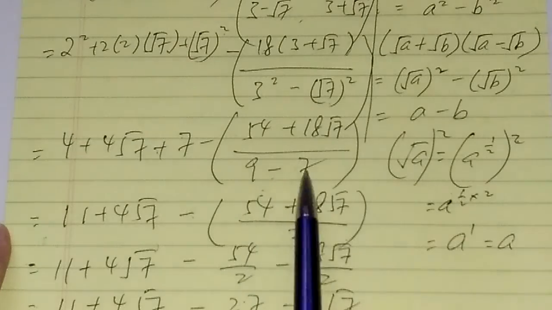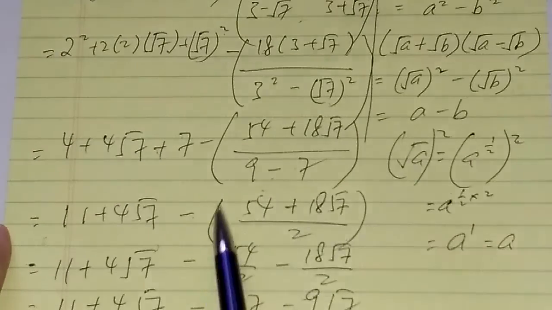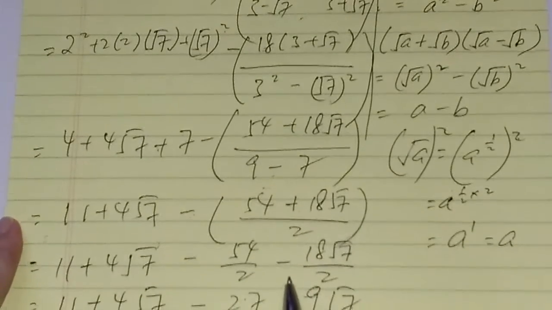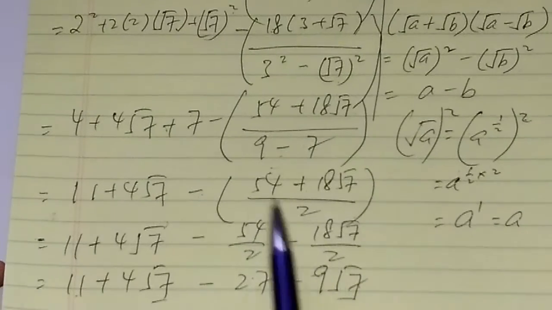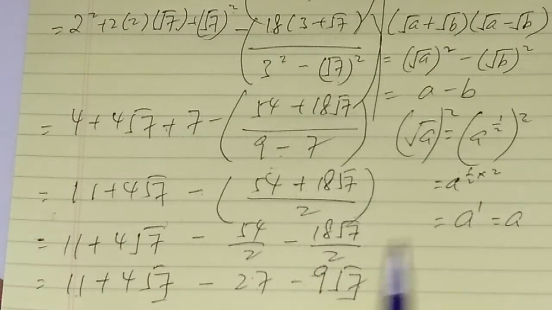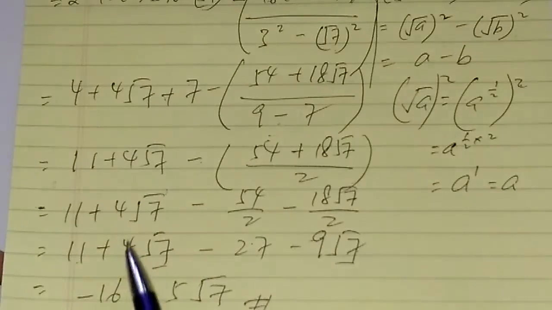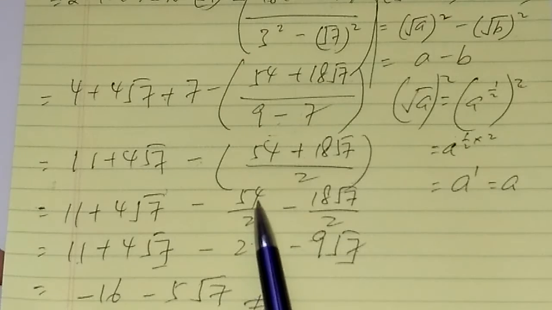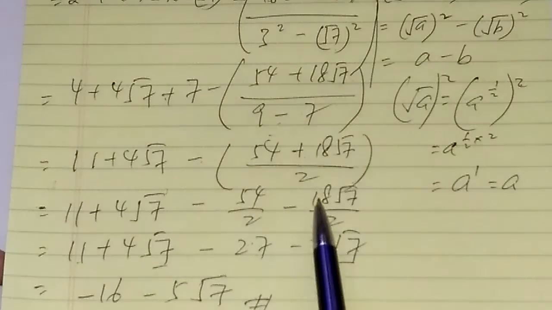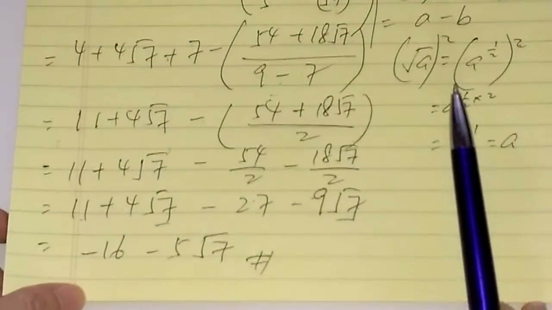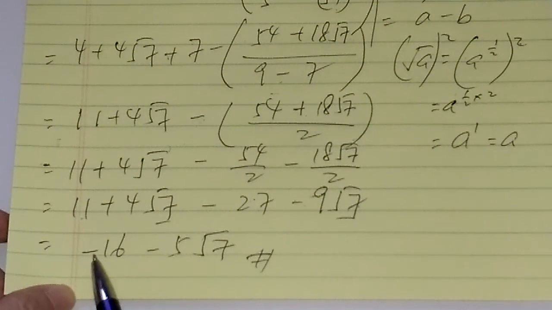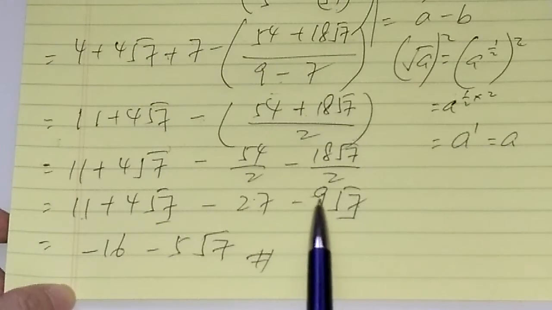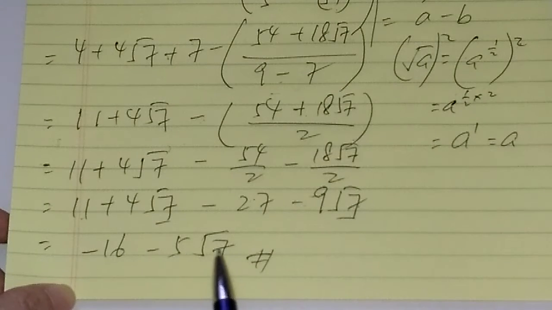So the denominator, 9 minus 7, is 2. Now we can remove this bracket: minus 54 divided by 2. Minus times plus is also minus, so it's minus 18√7 divided by 2. Then we are nearly there. Just tidy up the maths. 54 over 2 is 27. 18 divided by 2 is 9. So 11 minus 27 is minus 16. 4√7 minus 9√7 is minus 5√7.